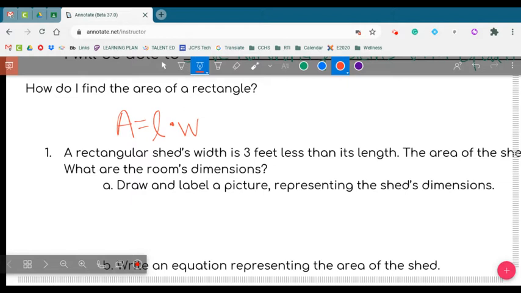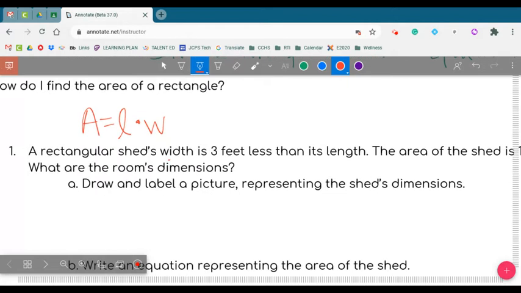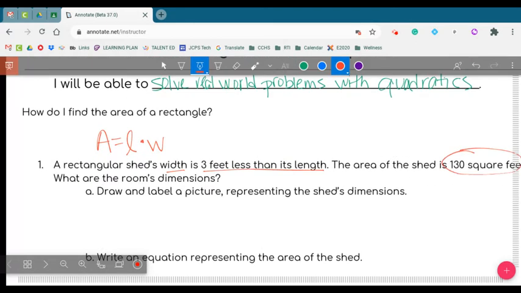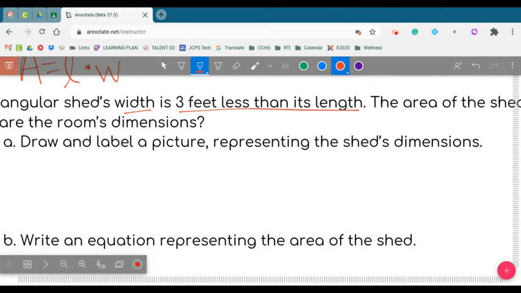So the first one says a rectangle shed's width is 3 feet less than its length. The area of the shed is 130 square feet. What are the room's dimensions? So we're going to have to fully figure out the numbers, but let's first start by drawing our picture. So we have our rectangle, which is our room.